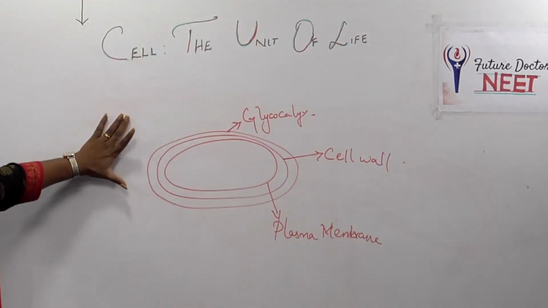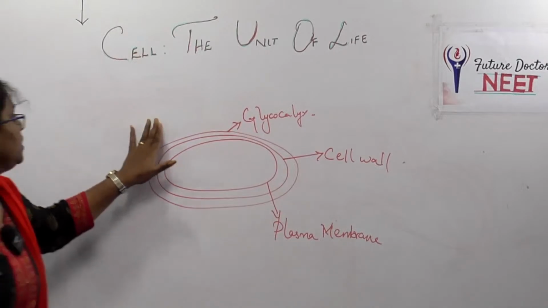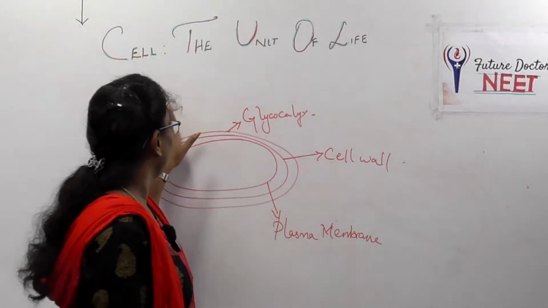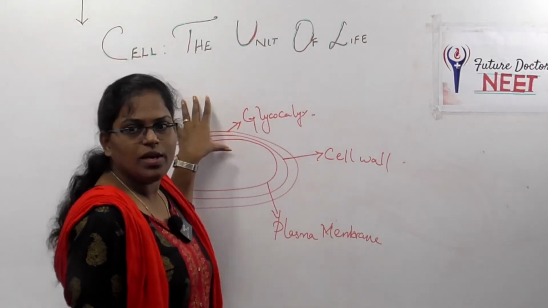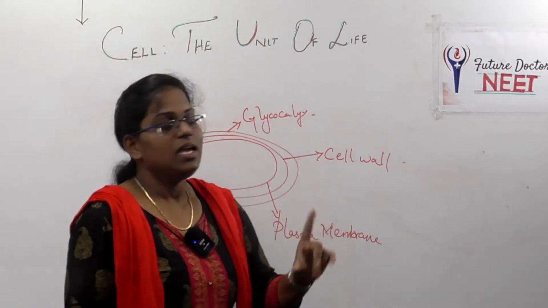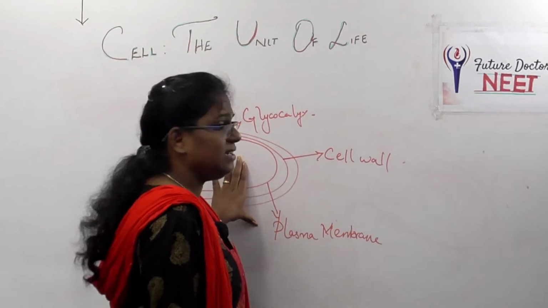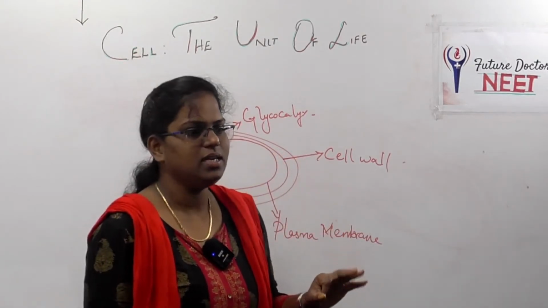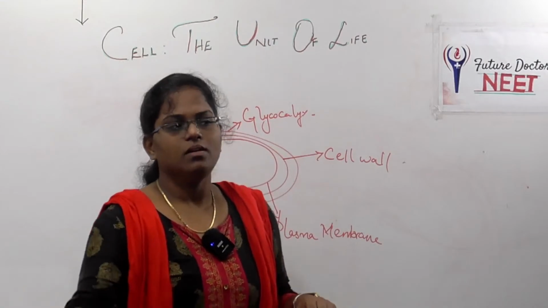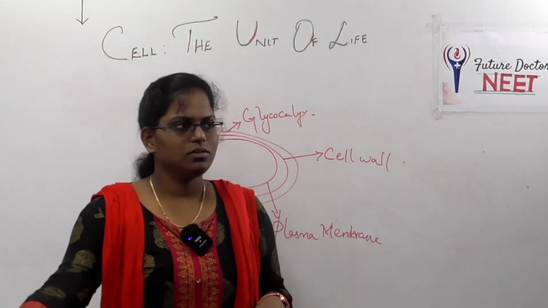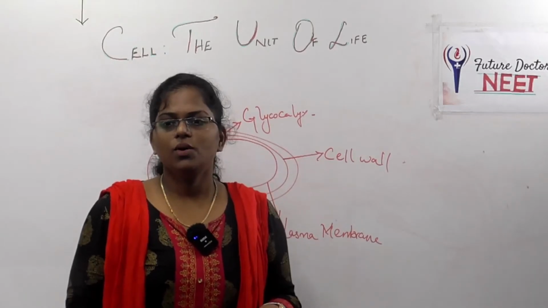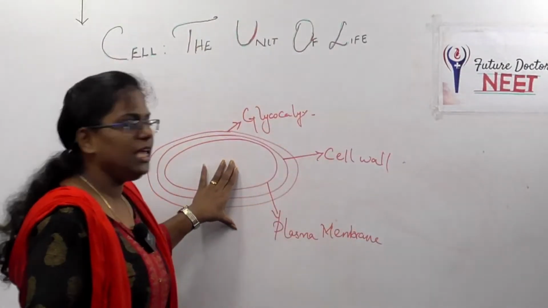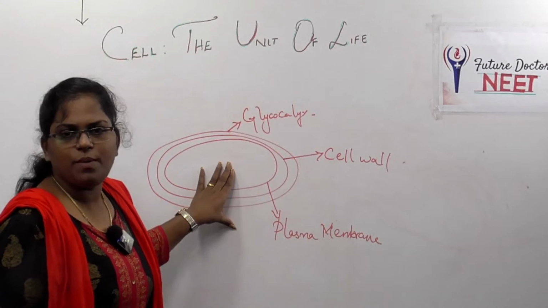So in this prokaryotic cell, especially we are going to see the bacterial cell. It has an envelope. In this envelope, there are three tightly bound layers present. Here you can see. So we are seeing three bound layers.